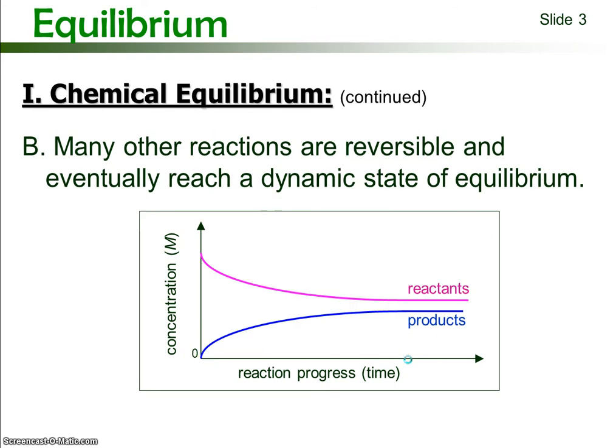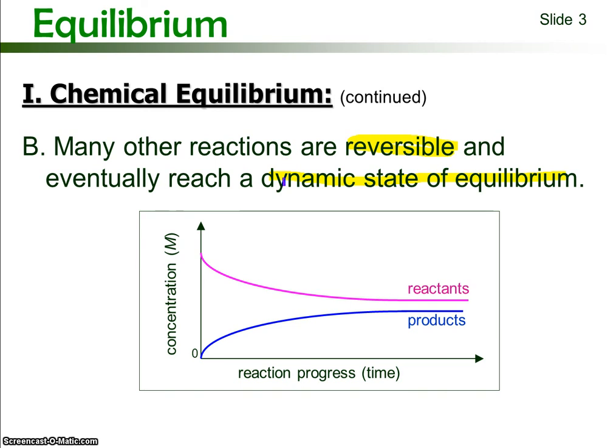We're going to focus on a different kind of reaction, which is ones that are reversible. And a reversible reaction will reach a state of dynamic equilibrium, which means that the rate of the forward and reverse reactions will become equal. And we'll write that definition down in just a minute.